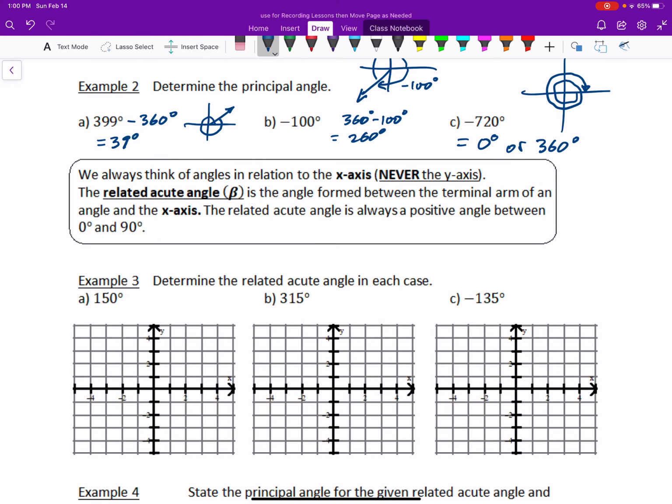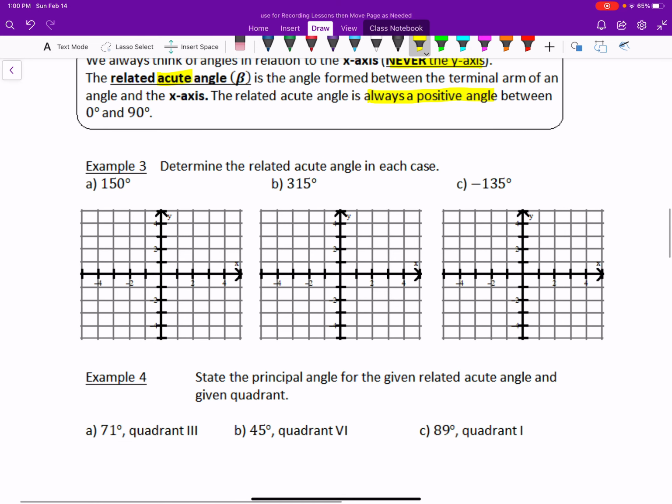So I've already talked a little bit about related acute angles. Those are angles that are always in relation to the x-axis, never the y-axis, as I tried to point out before. And it's the angle formed between the terminal arm and the x-axis. And it's always a positive angle. So whichever direction we measure it, we still call it a positive angle. It's always going to be between 0 and 90. That gets us the acute part. Sometimes it's useful to know what the related acute angle is, the angle between 0 and 90, because then we can do our trig ratios on it.